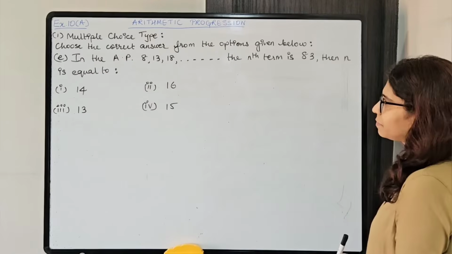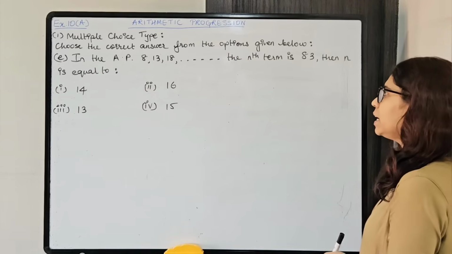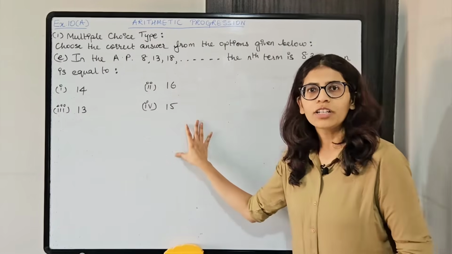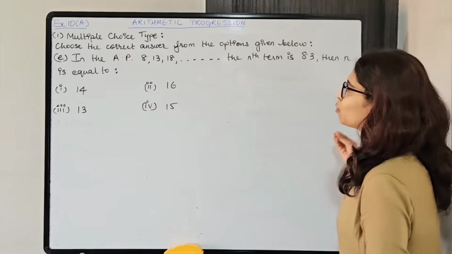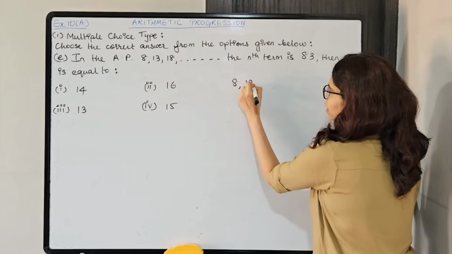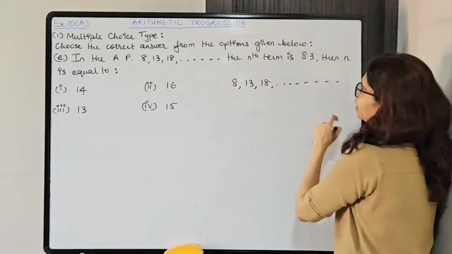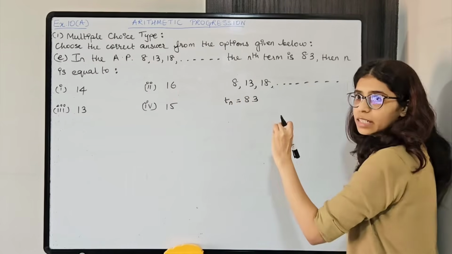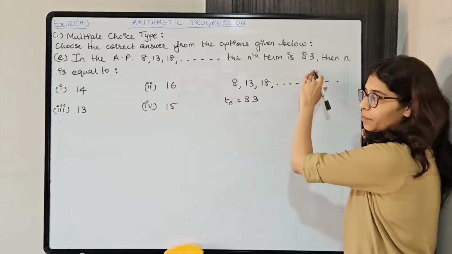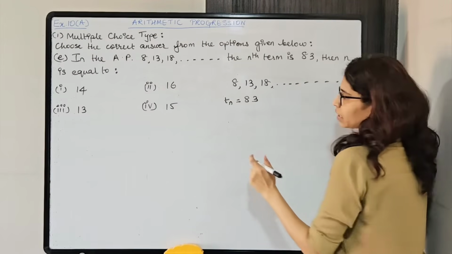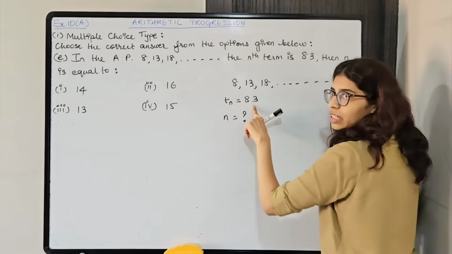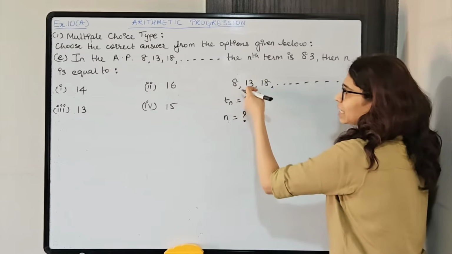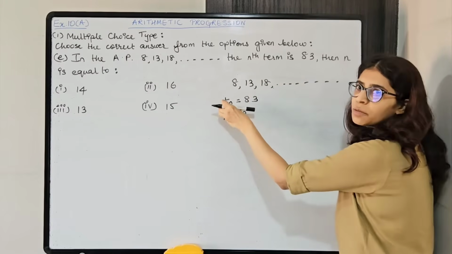All right, last MCQ, E. In the AP 8, 13, 18 and so on, the nth term is 83. Then n is equal to, we'll look at the options later. पहले solve करते हैं. So AP दिया हुआ है 8, 13, 18. nth term 83 है. That is Tn 83 है, not n. We have to find out n का value. So n क्या है ये find out करना है. That is 83 कौन सा वाला term है. Okay, उसका number क्या है वो find out करना है. जैसे this is first term, this is second term, this is third term. So ये कौन सा वाला term है वो find out करना है.